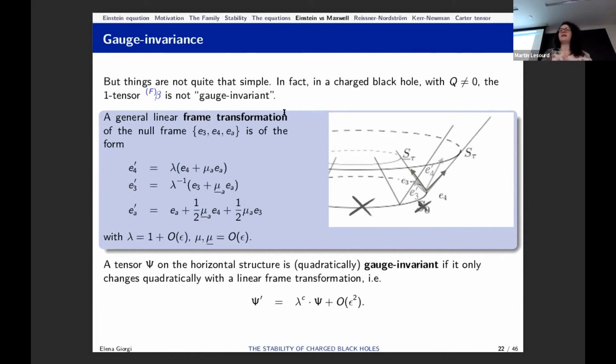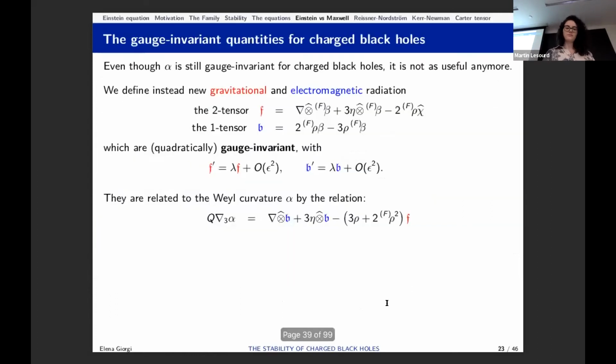So you have no use for a quantity like that in the first part of the proof, where you want to start with objects which are gauge invariant, and then use the gauge to control everything else. So beta f is not good. And I'm going to define instead a tensor that is gauge invariant, something that doesn't change with this null frame transformation. So what you have to do is define a new quantity that substitutes the beta f.